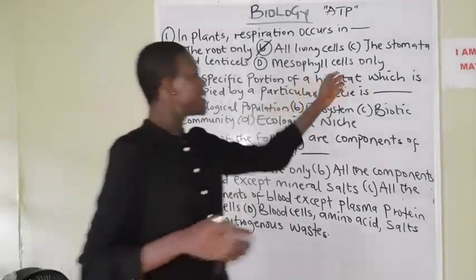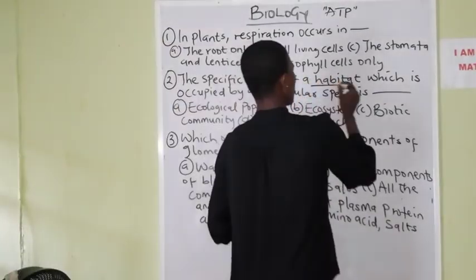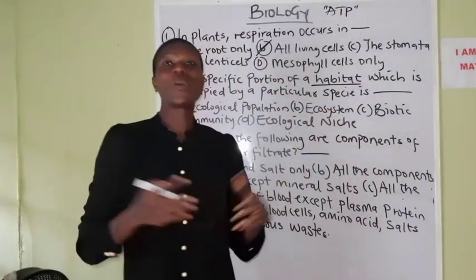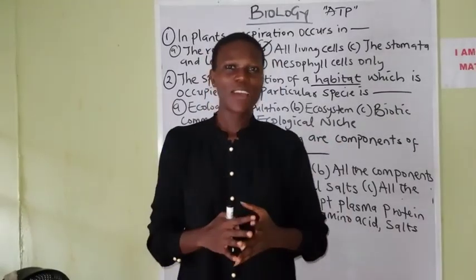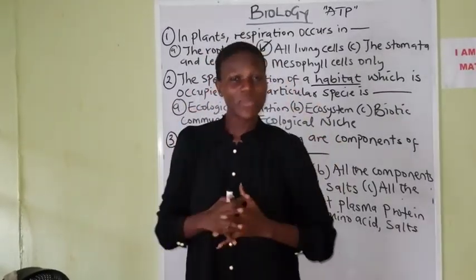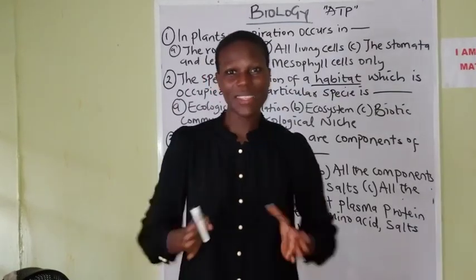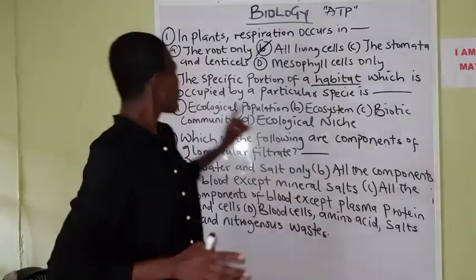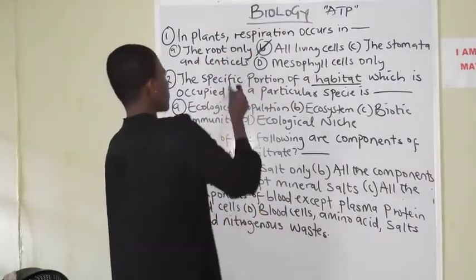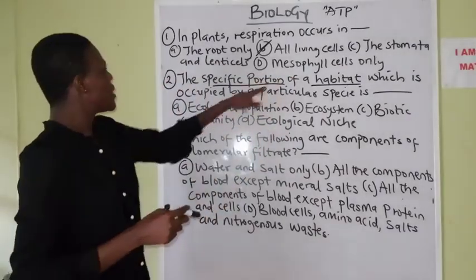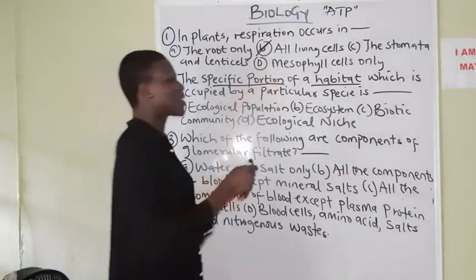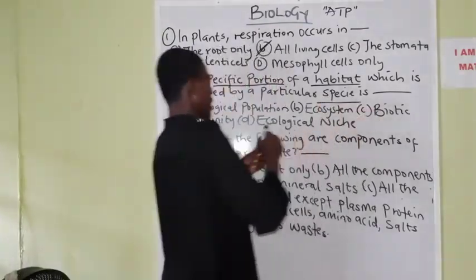First of all, what is a habitat? Habitat is a dwelling home. You can say it is a dwelling home of an organism. So what is an organism? An organism is something that has life in it. That's an organism, take note. So the specific portion of a habitat which is occupied by a particular species is what?